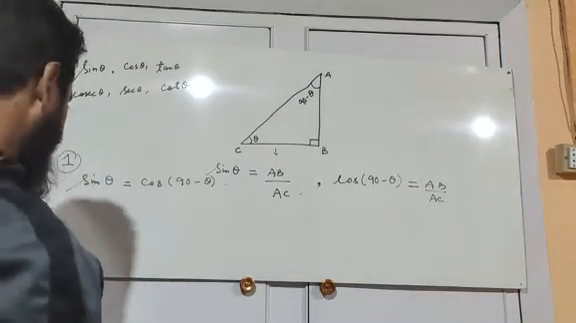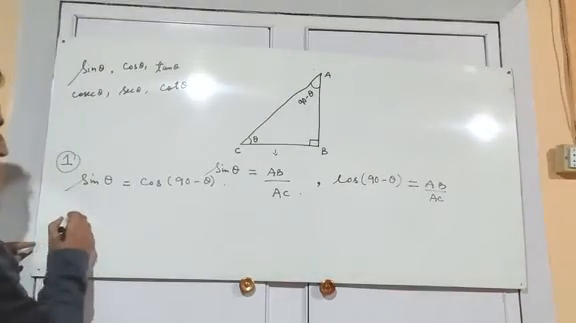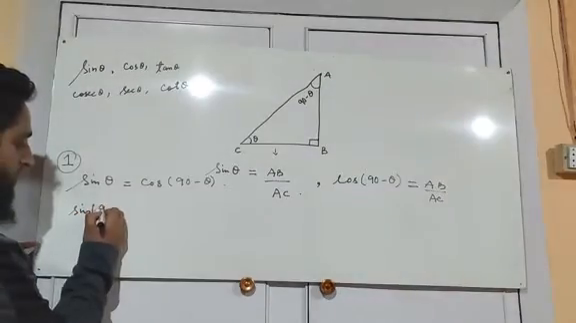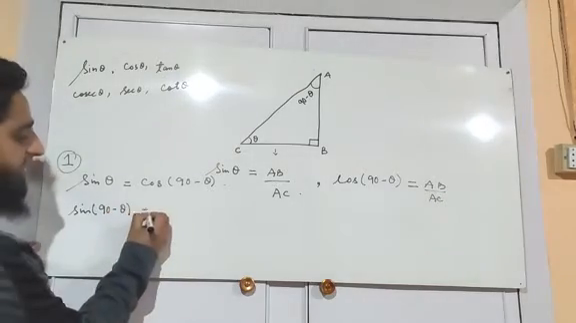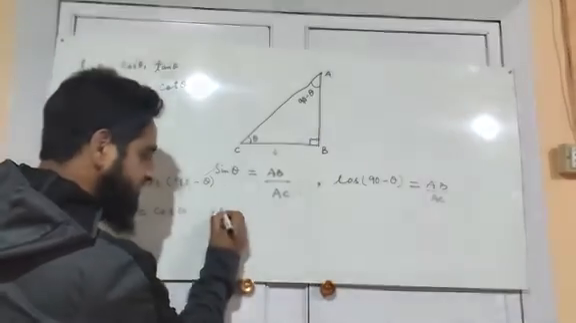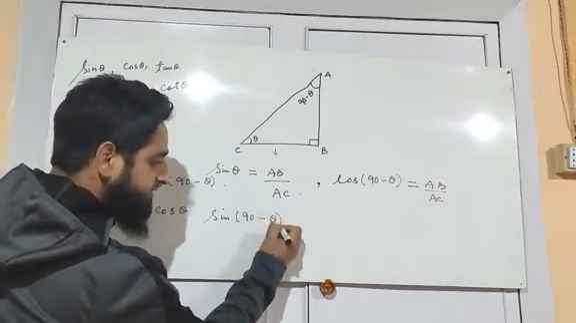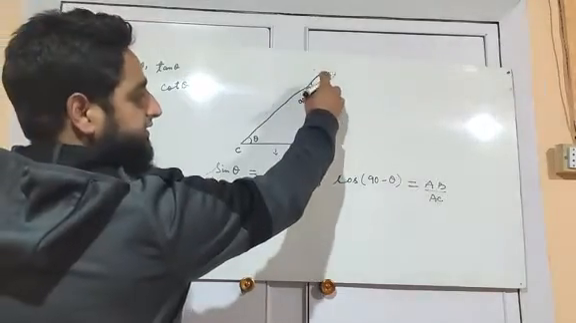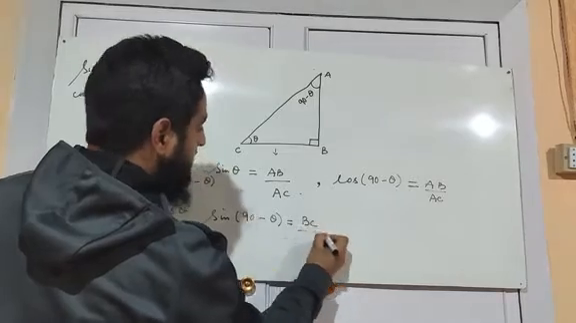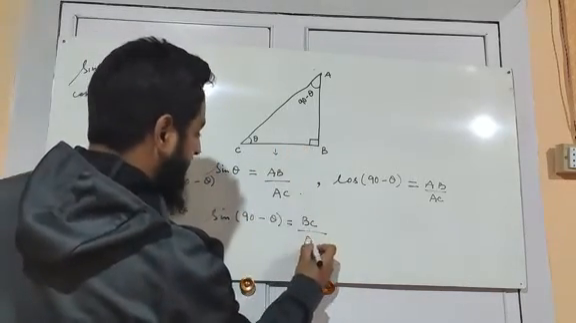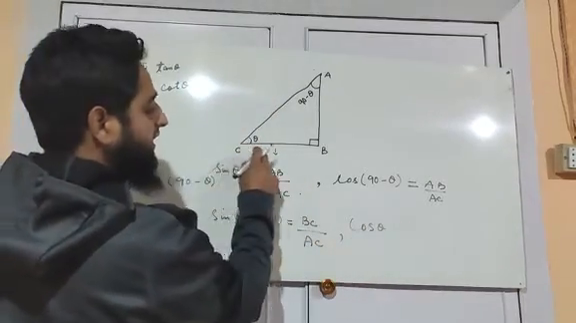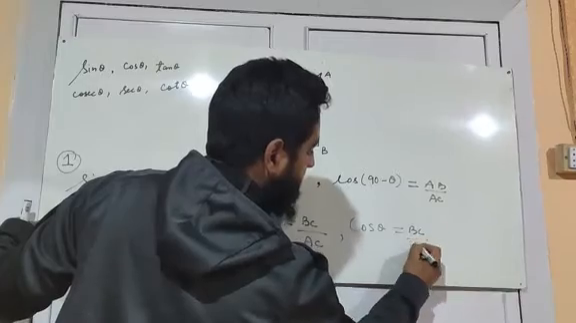Similarly, if we find sine of 90 minus theta, it is always equal to cos theta. Let's find sine of 90 minus theta. It means here is the angle, and this is the base, so it is BC by hypotenuse. Now let's find cos of theta. It means this is the base, so base by hypotenuse.